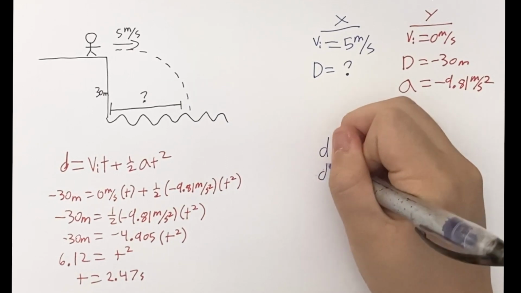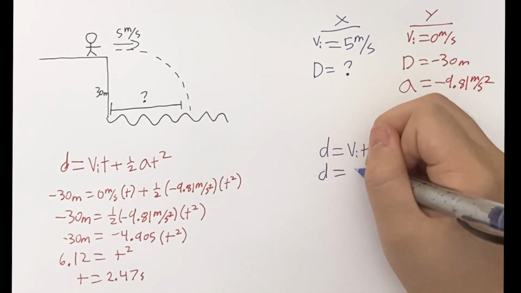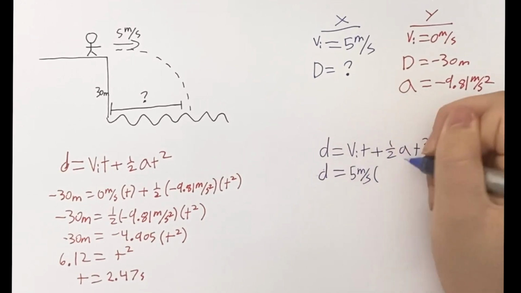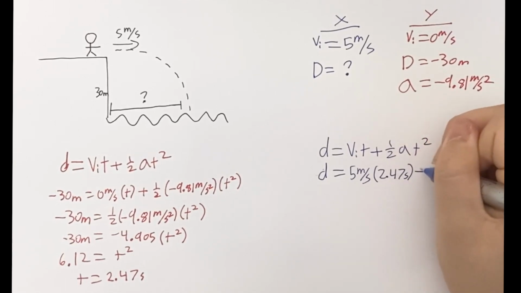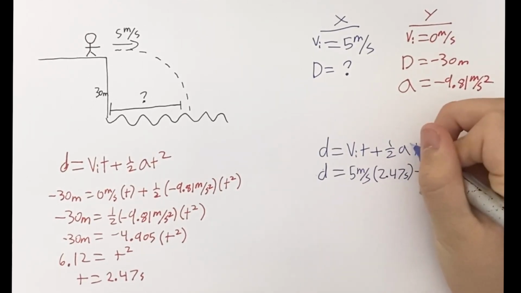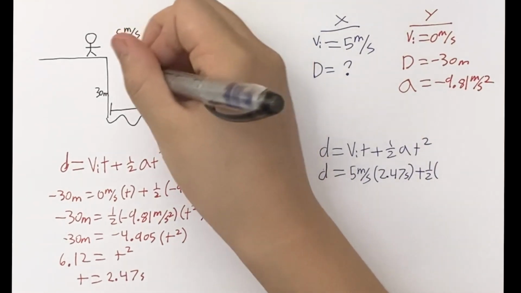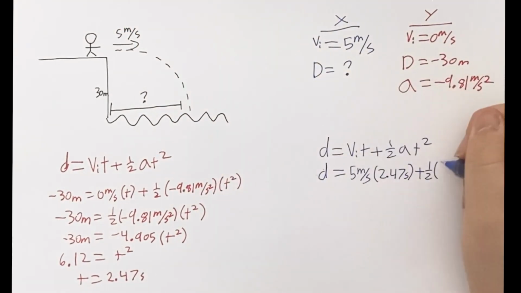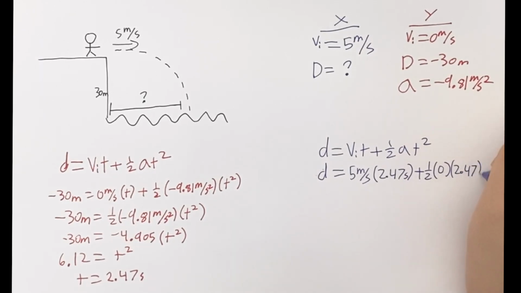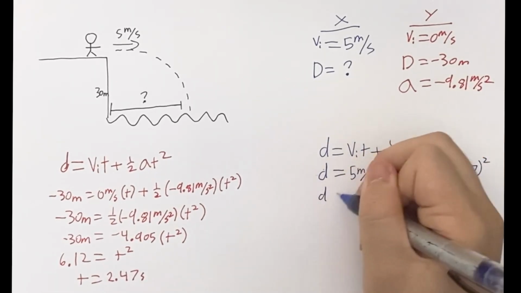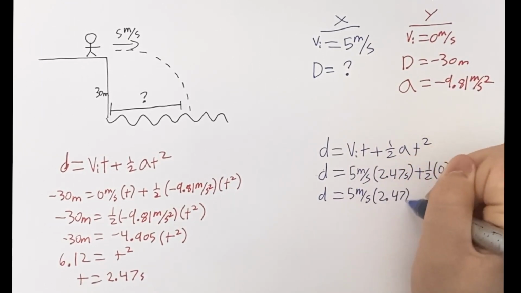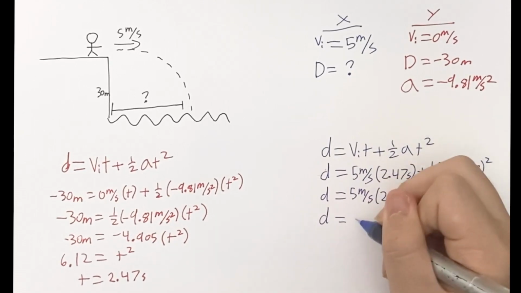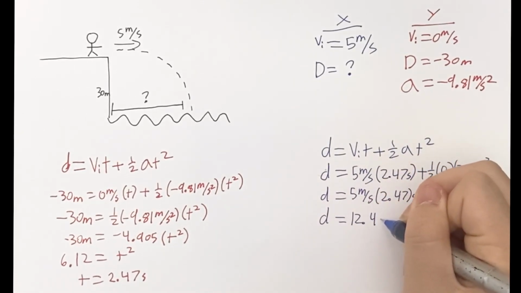So this becomes distance is equal to vi, which is 5 meters per second, times time, which we found to be 2.47 seconds, plus 1/2 a, where a is going to be 0 since the velocity will be constant, at least for horizontal velocity, times time squared, so that's 2.47 squared. So this will be equal to d is equal to 5 meters per second times 2.47. So the final distance will be about 12.4 meters.